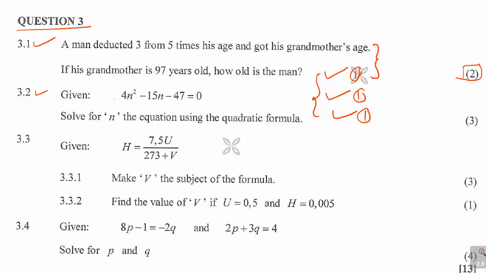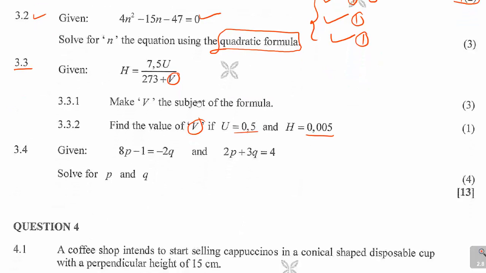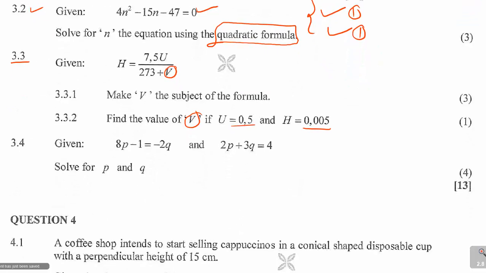And then the next one says, given this, solve for n the equation using the quadratic formula. Here they wanted to test your skill of the quadratic formula. And then 3.3 was about making V the subject of the formula and substituting for V so that you can get the value there, which was also 4 marks in total. And question 3.4, you are given this, that and that, and it says solve for P and Q. I'll give this one at least a star.